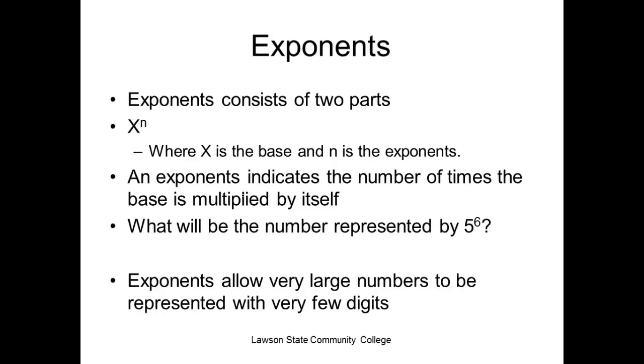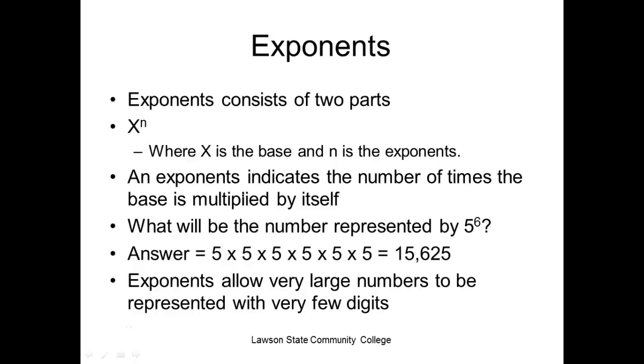And we'd have people in DC that would say 30. Right? You understand? But what this means is I'm multiplying 5 times itself 6 times, right? So what do y'all come up with? Pretty big number, right? Yeah, 15,625. Exponents allow very large numbers to be represented with very few digits. So it's a lot better to say 5 to the 6 than to say 15,625, even though they're totally equal, right?